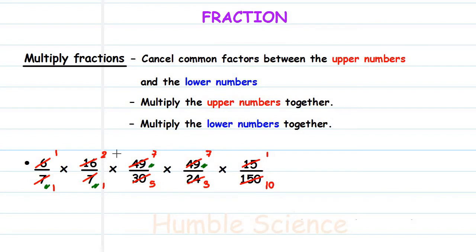So we have one more. The upper number 2 here and the lower number 10, they share a common factor, which is 2. 2 divided by 2 will be 1. And 10 divided by 2 will be 5. I think that's it. Now we can multiply the upper numbers together. 1 times 1 times 7 times 7 times 1 will be 49. And for the lower numbers, 1 times 1 times 5 times 3 times 5 will be 75. So the answer here is 49 over 75.